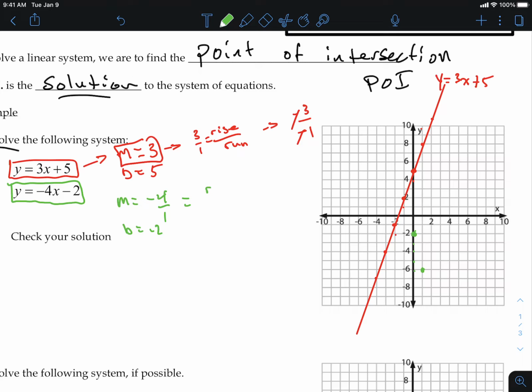Because it's down 4. 1, 2, 3, 4. Right 1. Now, if I were to connect that, it wouldn't cross. But if I do the opposite of going down 4, right 1, which is going to be up 4, left 1, I should cross the line somewhere. 1, 2, 3, 4, left 1. 1, 2, 3, 4, left 1. You don't have to keep going. Once you get that, do one more past the point of intersection, that should be good, right?